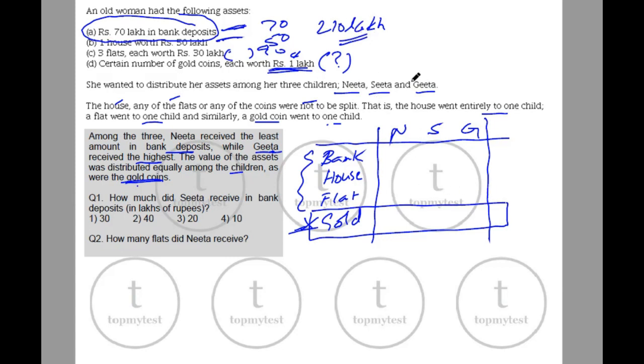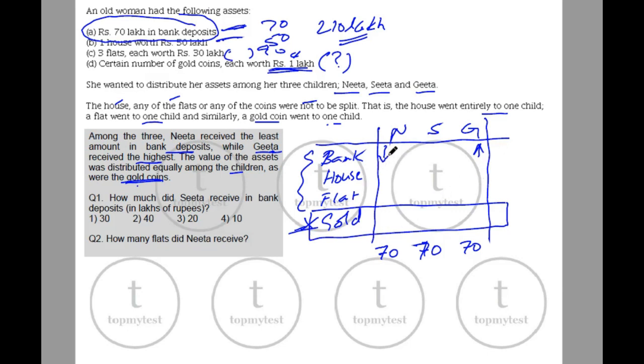So out of this 210 lakhs, Nita will get 70 lakhs, Sita will get 70 lakhs, and Geeta will get 70 lakhs, in terms of value. And the gold is divided equally. Now it says Nita received the least amount in bank deposits, and Geeta received the highest. So we need to check how much each of them received.